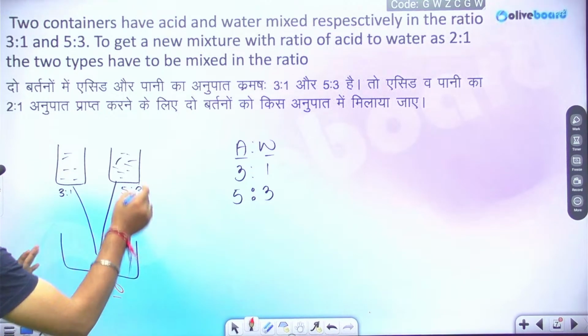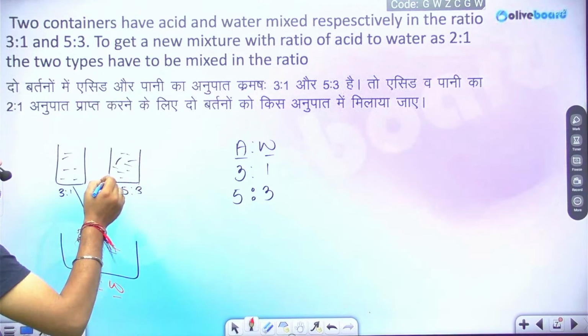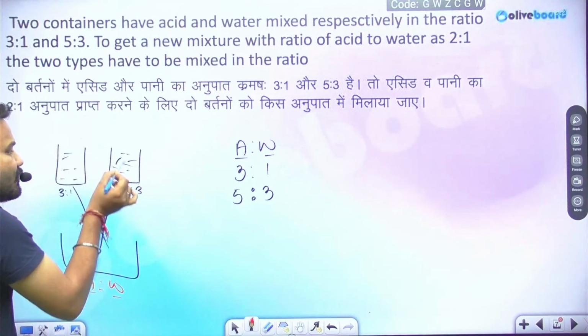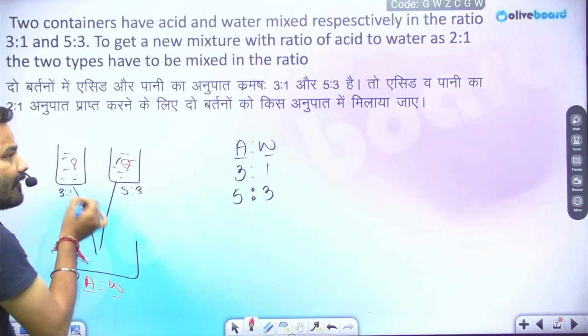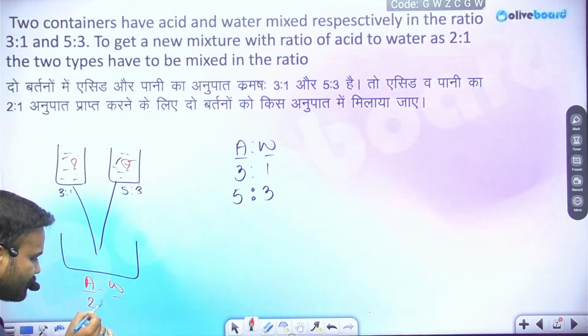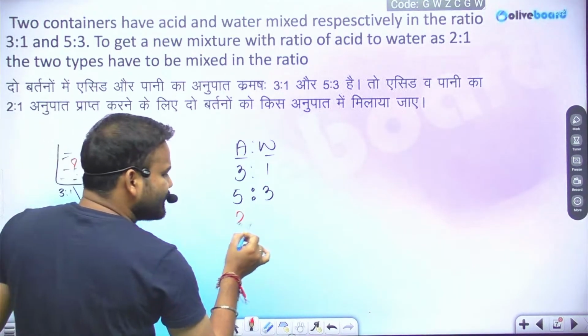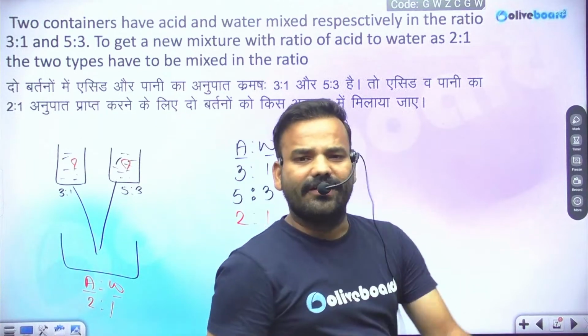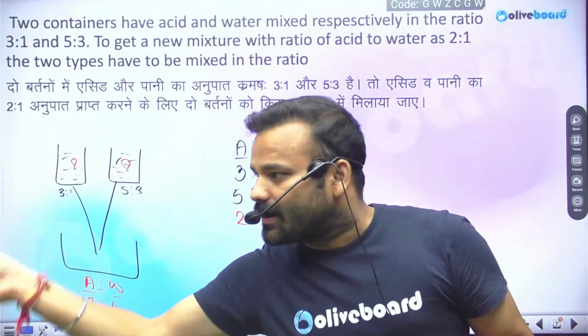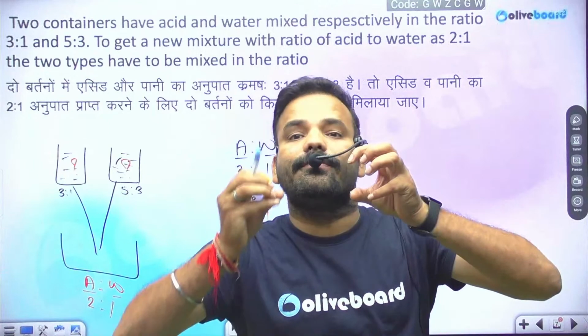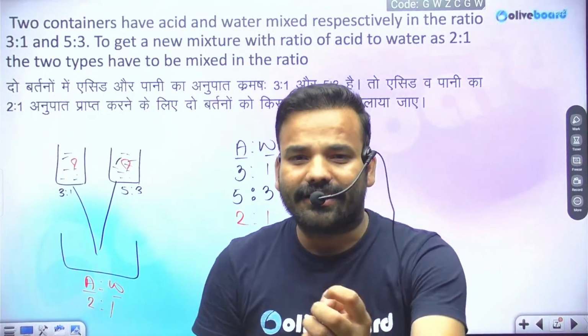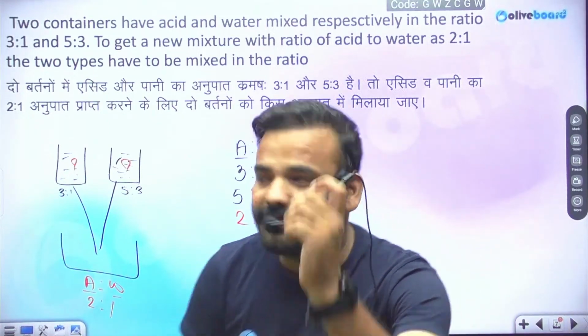So the question is saying that we need to mix these containers in which particular ratio, so that after mixing the acid and water become 2 and 1. The final ratio is 2 and 1. There were only two containers. What part of first and what part of second to be mixed in the third container, so that the ratio of acid to water in the third becomes 2:1.